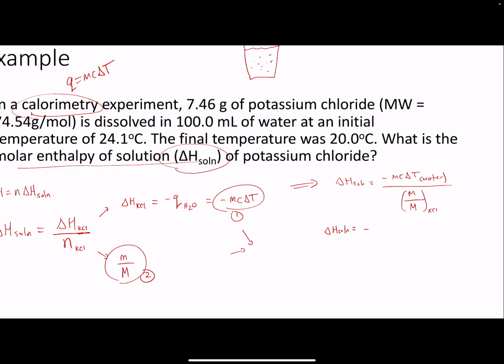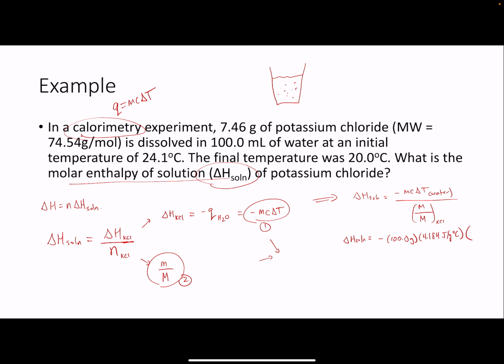If you did pause it, the mass of everything in the numerator is water because we applied that negative symbol. Why does it work? Well, it's going to be the opposite of the potassium chloride. Whatever the potassium chloride does, it's the same amount, but opposite for water. So we had 100 milliliters, which means we have 100 grams of water. Heat capacity is a constant value we learned before, and the temperature change, it went to 20 degrees.